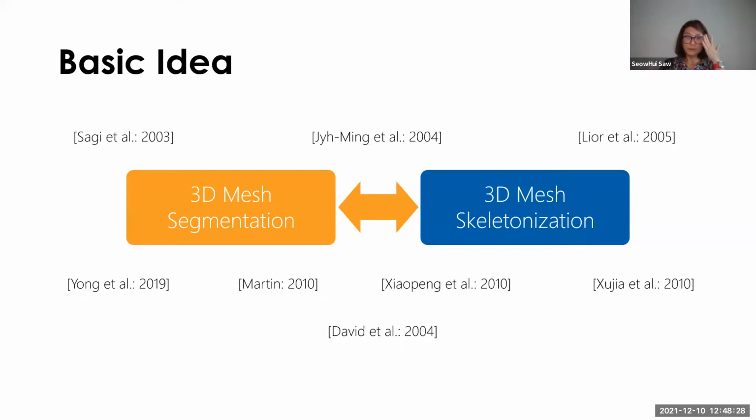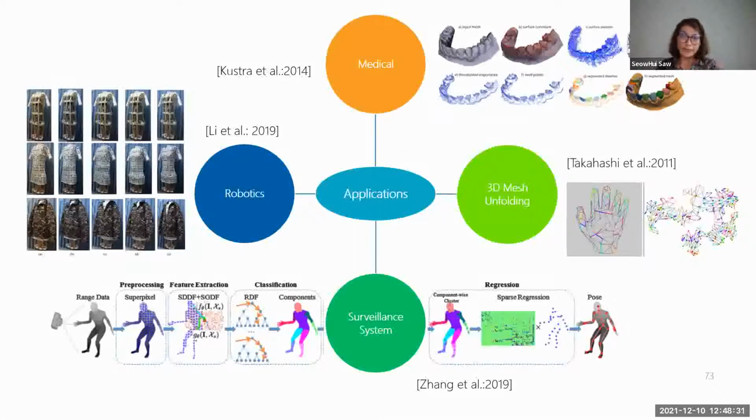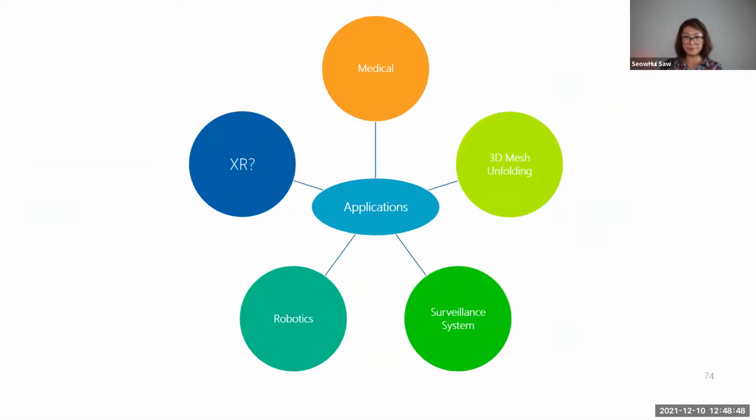Now these are some applications of the combination of the two techniques, segmentation and skeletonization. You can use them in medical, 3D mesh unfolding perhaps, surveillance systems, and also robotics. Perhaps also in XR, or extended reality. I have not gone into this study, but maybe there's a possible application there.